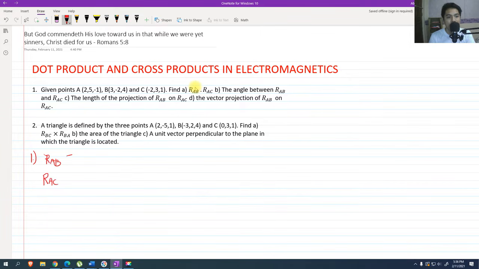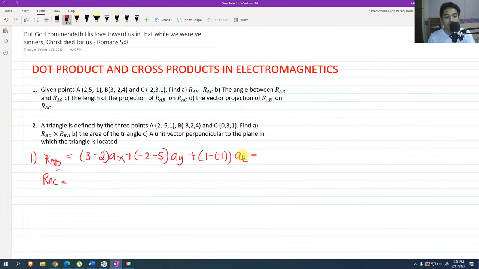So first, what we are going to do is get the vectors R_AB and R_AC. We know that the terminal point here is point B, so we will be starting with point B. We have 3 for B minus the point A, that would be AX, then plus we have negative 2 minus 5 AY, plus we have 1 minus negative 1 in terms of A sub Z.